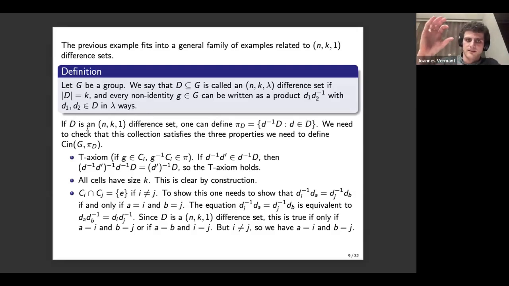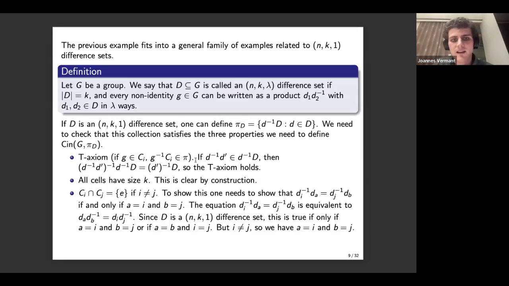Whenever we have one of these NK1 difference sets, one can define a partition π_D, or not quite a partition because all of the cells will contain the identity, but one of these collections of cells, π_D. The cells are given by D inverse times D, where D ranges through the difference sets. And then one needs to check that this collection satisfies the three properties which we need.